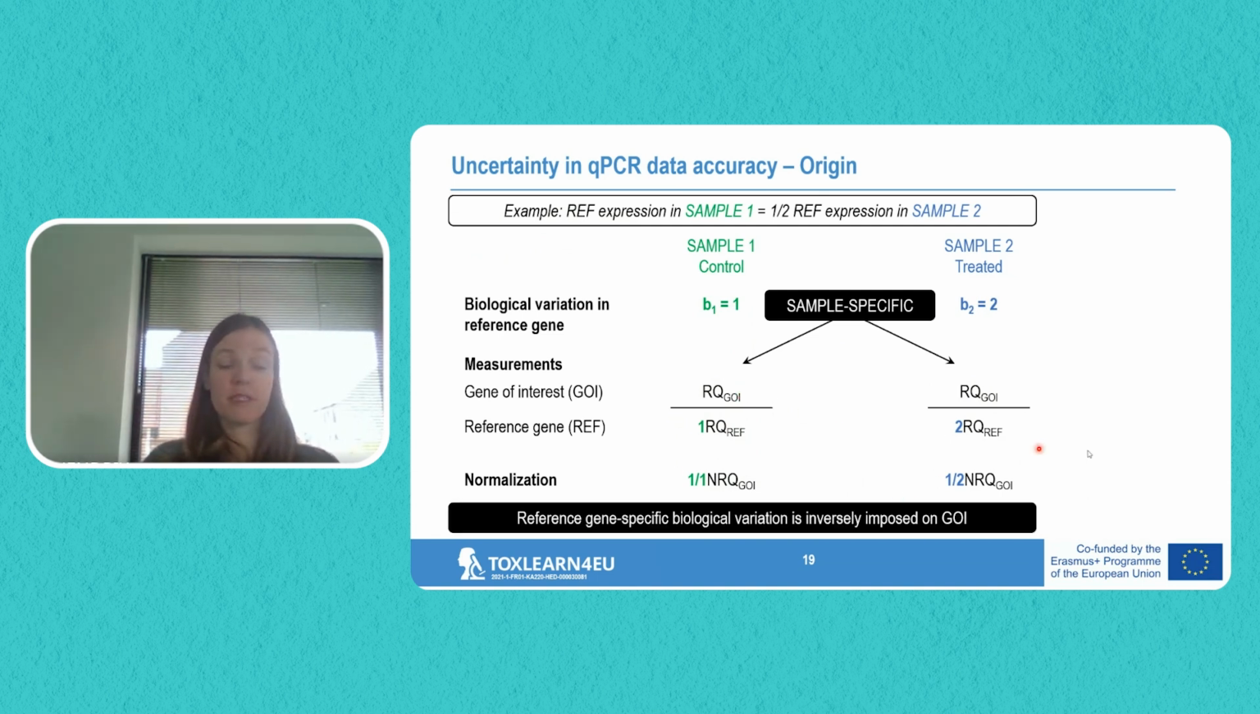So what you do in this case is that you inversely impose the reference gene-specific biological variation on the gene of interest. And this is something you do not want to do, because you want the reference genes to correct for technical variation, but you do not want to have any impact of the biological variation in the reference gene.